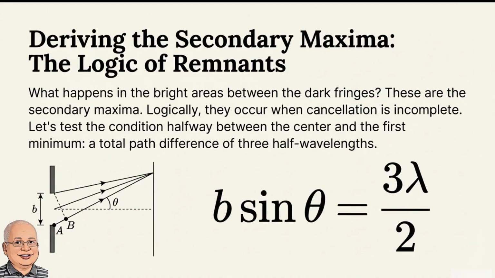Now let us take the condition halfway between the center and the first minimum. So if we consider the center and first minimum, a total path difference of 3 half wavelengths will be there, which means b sin theta is equal to 3 lambda by 2. We will consider this range.